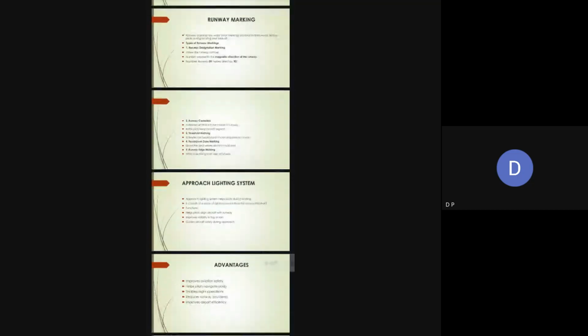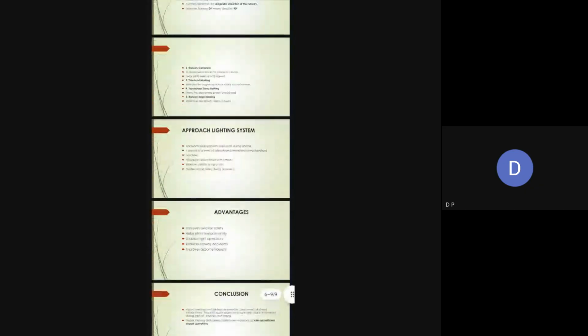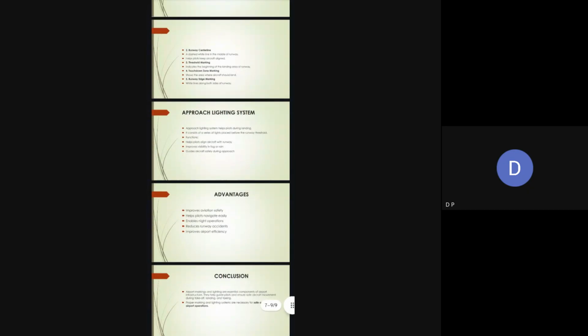The number represents the magnetic direction of the runway. Example, runway 9 means direction 90 degrees. Runway center line, a dashed white line in the middle of the runway, helps the pilot keep the aircraft aligned. Third, threshold marking indicates the beginning of the landing area of the runway. Touchdown zone marking shows the area where aircraft should land. Runway edge marking, white lines along both sides of the runway.